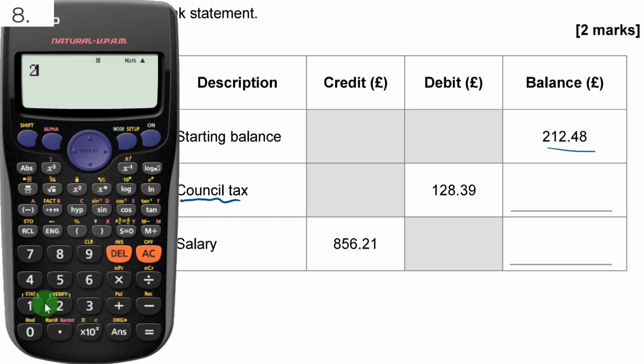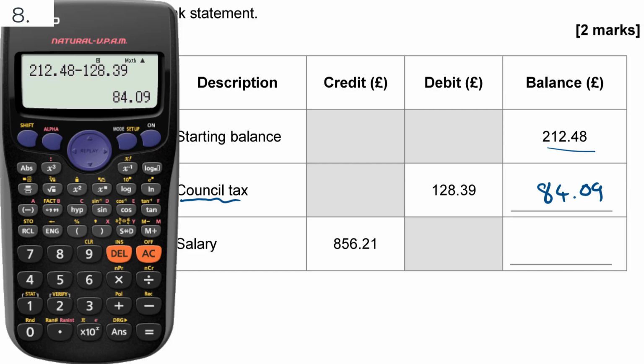So if I type in 212.48 into the calculator and subtract the £128.39, which is going out, that leaves me with £84.09.